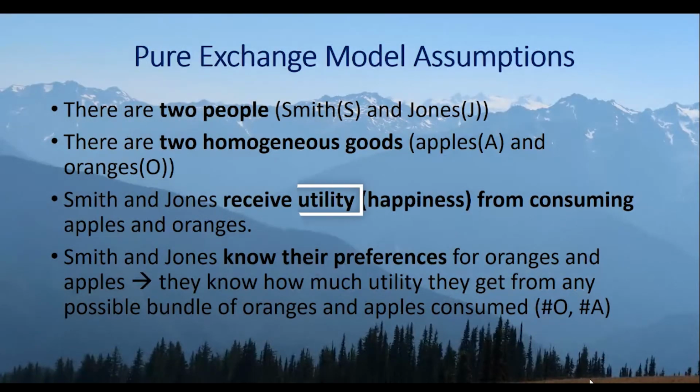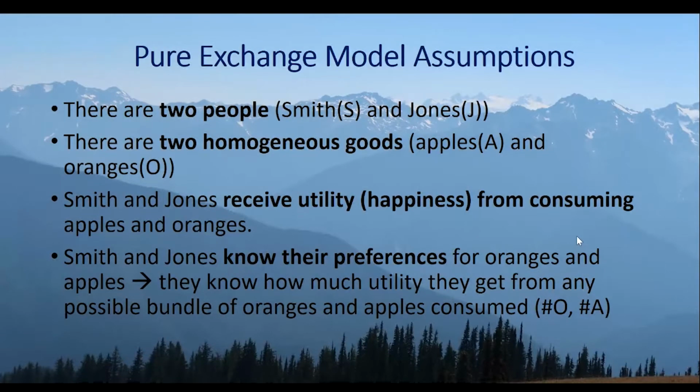Okay, third assumption. We're going to assume that Smith and Jones receive utility. We'll use the term utility to refer to the happiness that they receive from consuming apples and oranges. So we're imagining that Smith and Jones get happiness when they consume an apple and orange. Okay, this should be uncontroversial, but we're including it to be explicit and to say exactly what we need in order to make this story work, this model work.